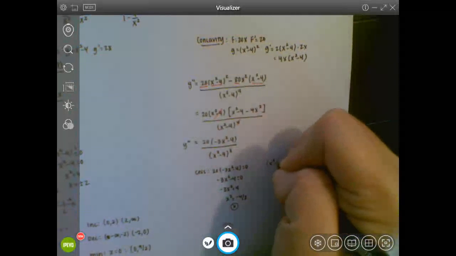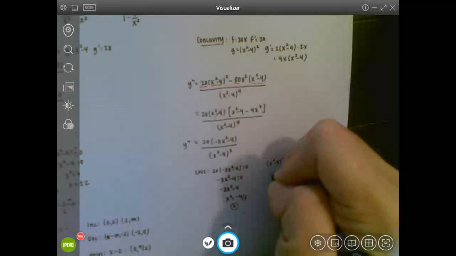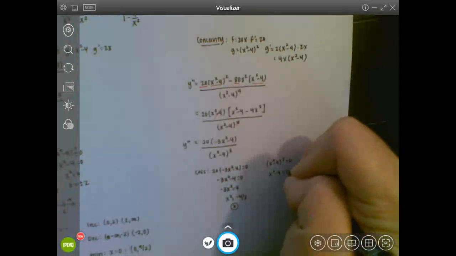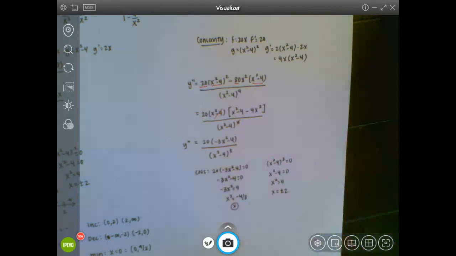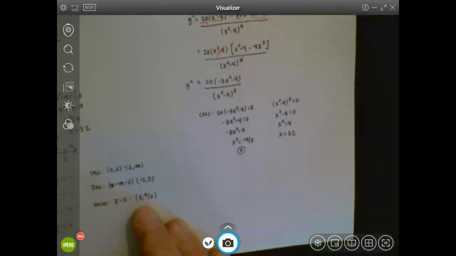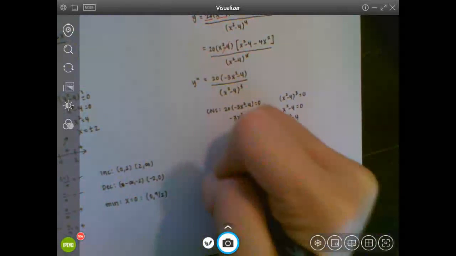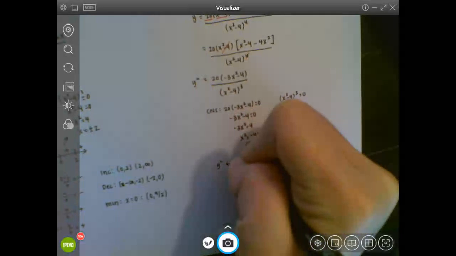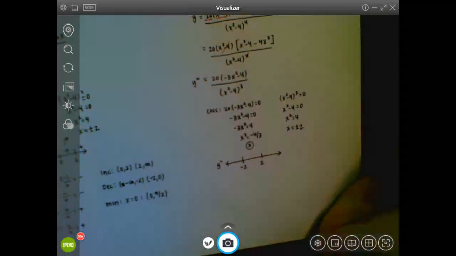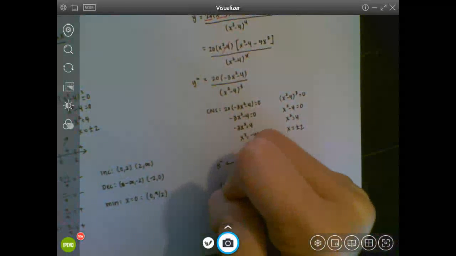So it looks like my critical numbers are just going to come from this denominator. So x squared minus 4 is equal to 0. x squared is equal to 4. So my critical numbers for my second derivative are just going to be plus or minus 2. So set up a number line for y double prime, put my critical numbers in there, negative 2 and positive 2. And then I'm just going to go ahead and test some values.